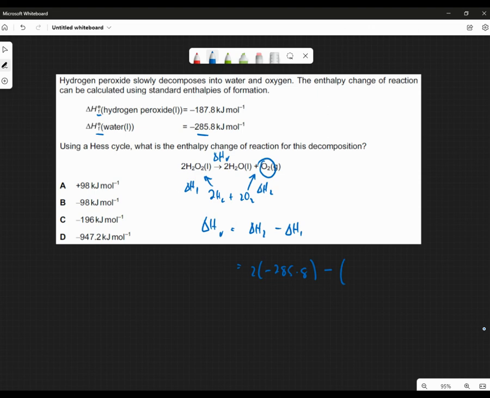Delta H1 is the formation of 2 hydrogen peroxides. That's minus 187.8. Let's figure all this out. Okay, I don't know what the answer is. So let's have a look. 2 times minus 285.8 is equal to that. And we're going to add 2 times 187.8. And we get minus 196. Okay, so that's the answer to that one. All right, that's number 20, and we're done. I'll post this now.